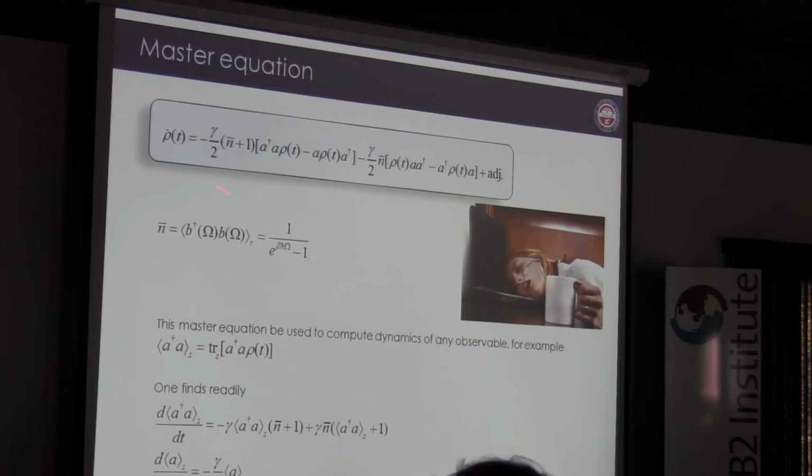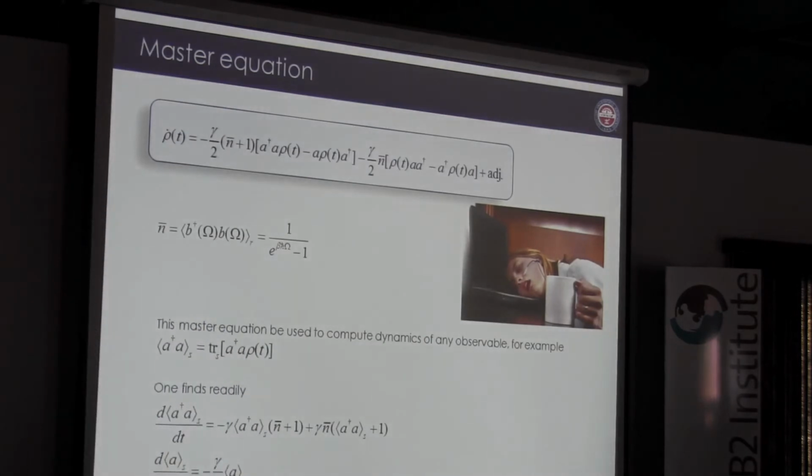We can now use this master equation for the system to compute any observable for the system. For example, I can look at the number of phonons, and I can look at an equation of motion for the number of phonons. I'm going to write on the whiteboard again.